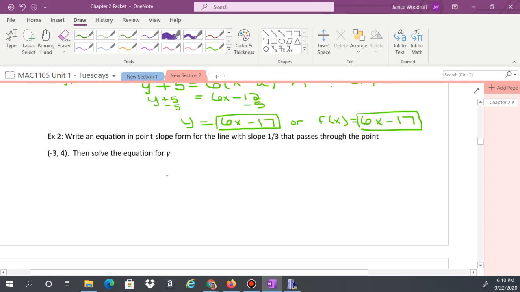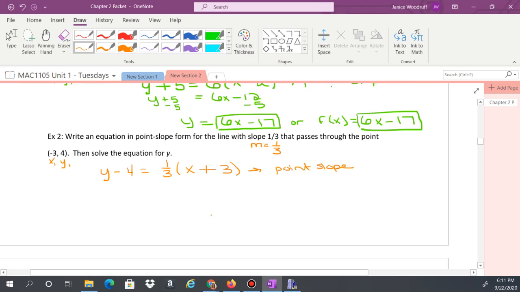So looking at example 2, I'm going to have to do orange and green here because Miami plays this weekend. So my slope is 1/3. I've got an x1 and a y1. So I'm going to have y minus 4 equals 1/3 times x minus negative 3. If I take that double negative and convert it to a plus, I've got point slope form here. So that's the first part. And then we'll solve for y.